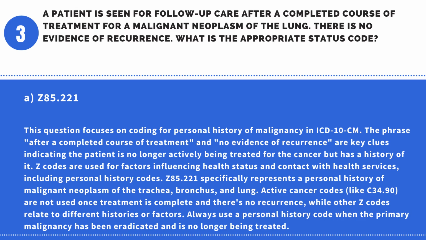Z codes are used for factors influencing health status and contact with health services, including personal history codes. Z85.221 specifically represents a personal history of malignant neoplasm of the trachea, bronchus, and lung. Active cancer codes, like C34.90, are not used once treatment is complete and there's no recurrence, while other Z codes relate to different histories or factors. Always use a personal history code when the primary malignancy has been eradicated and is no longer being treated.